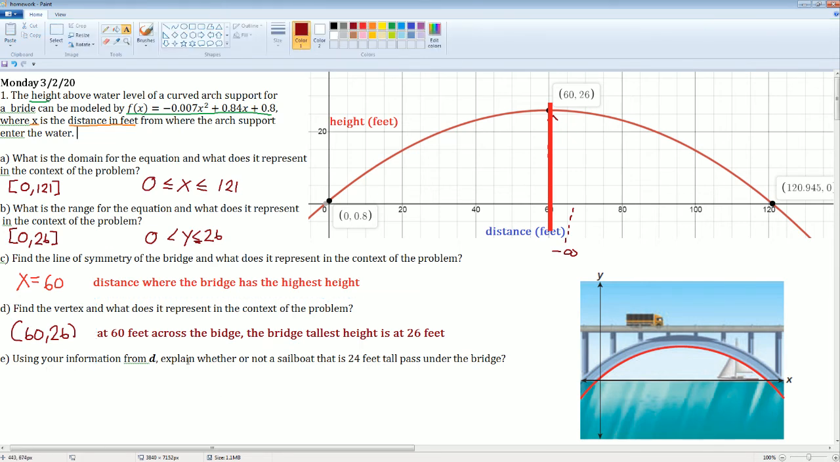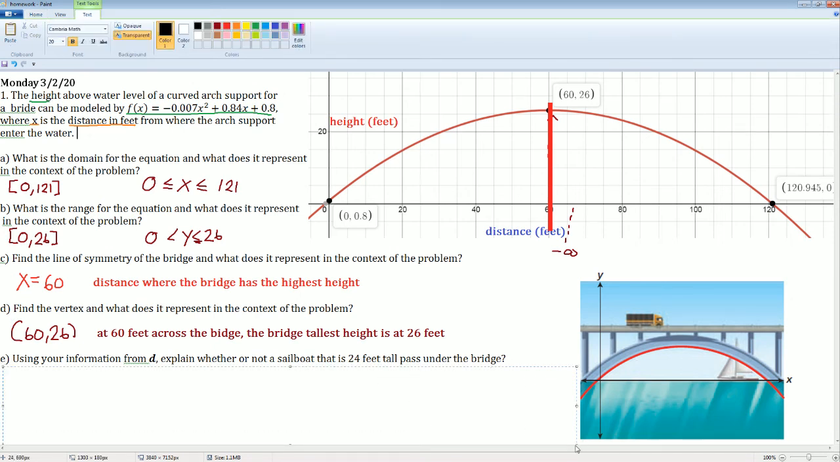Using information D, explain whether or not a sailboat that is 24 feet tall can pass through the bridge. So I would say yes. Yes, a sailboat that is 24 feet can pass under, because the highest part of the bridge is at 26 feet.